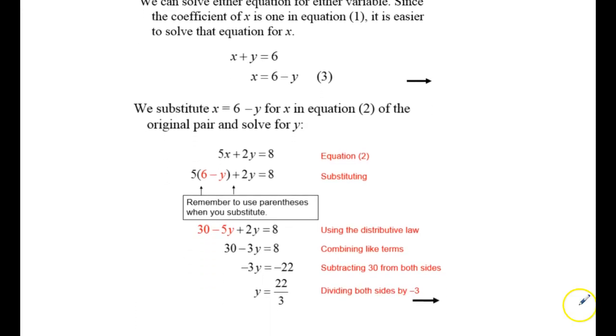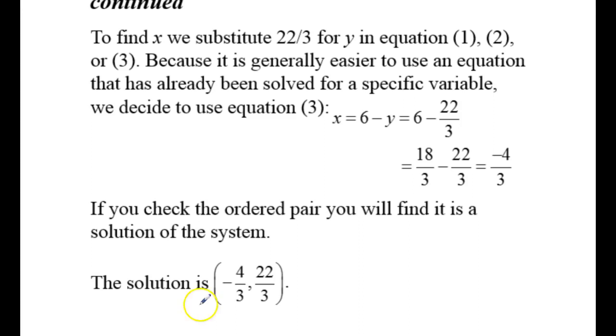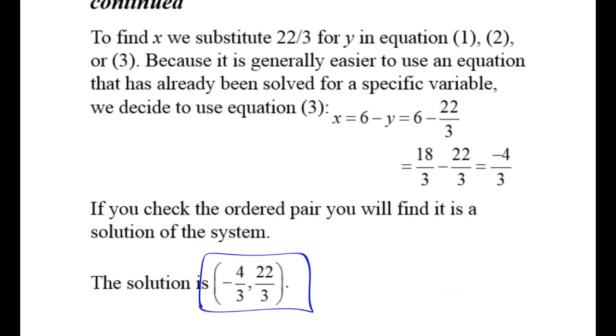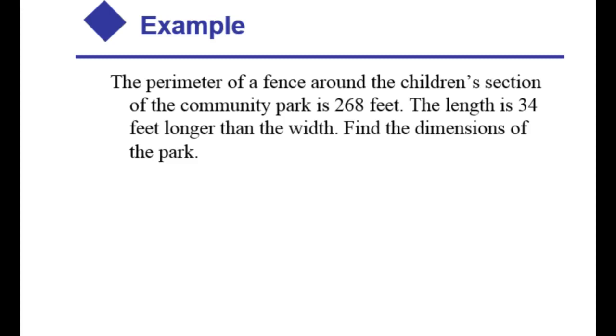Did the author get the same answer? Looks like it. Y equals 22/3. And, yep, did I have a negative 4/3? Yep, negative 4/3. Good. So the author and I agree. Let's move on. The perimeter, there's a formula for the perimeter.